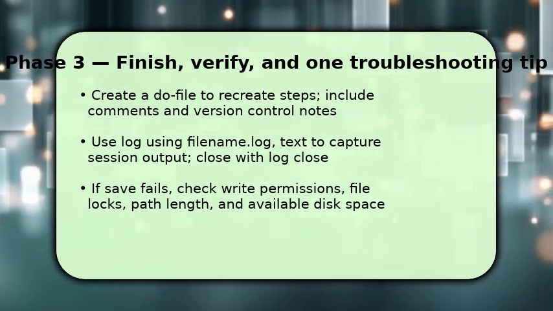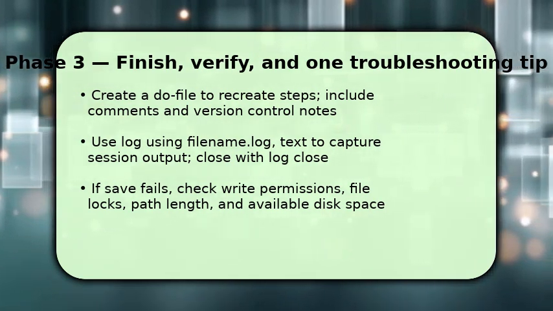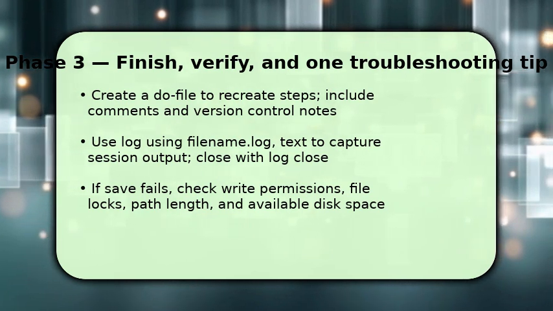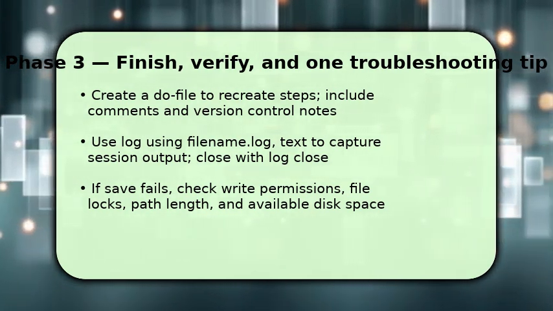If something goes wrong, permission denied, file locked, or disk full, check the folder permissions, close other programs locking the file, shorten the path, and retry. Those fixes usually resolve the common save errors.